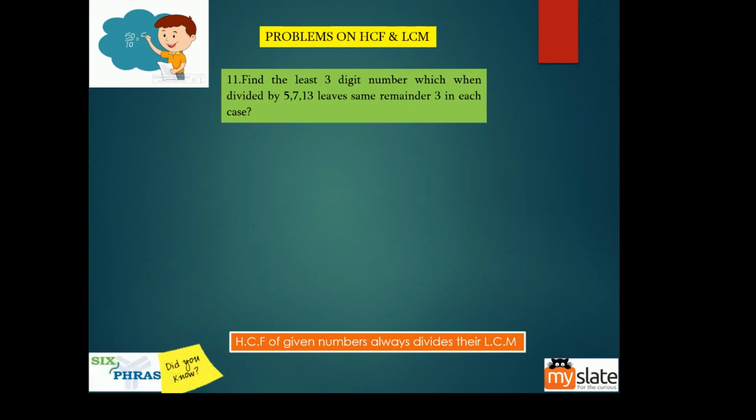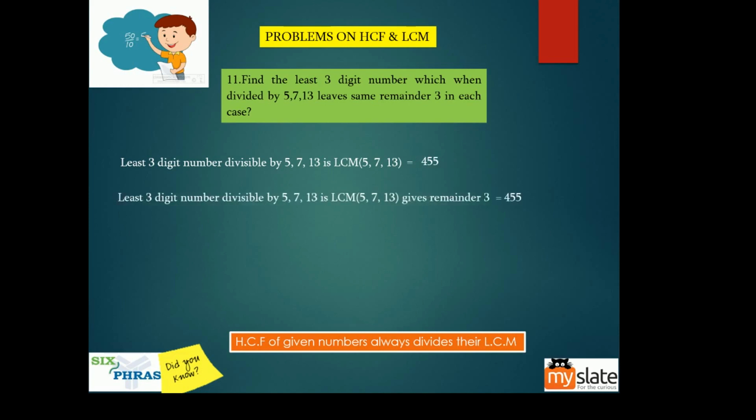So the least 3-digit number divisible by 5, 7, 13 is the LCM of 5, 7 and 13, which is 455. And if I have to get a remainder of 3, I will add 3 to it. I will get 458. So 458 is the number which when divided by 5, 7 and 13 gives you a remainder of 3. It means divide 458 by 5, you will get 3. Divide 458 by 7, you will get 3. Divide 458 by 13, you will get 3. By 3, I mean remainder. Okay, the remainder will be 3.